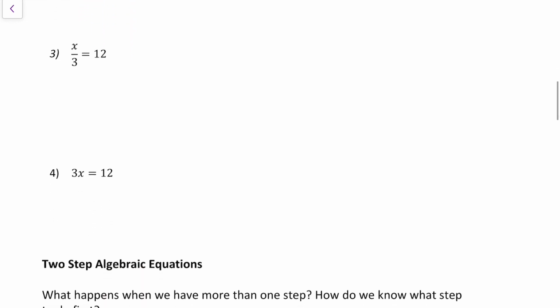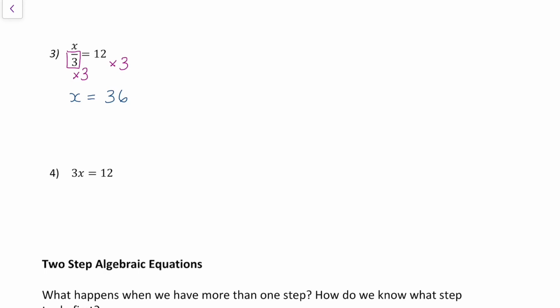When I have something that looks like this, what that's telling me is x divided by 3. We can think of that fraction line as a divide. Something divided by 3 equals 12. If I want to get rid of this divide 3, I need to multiply by 3. So again, we're going to multiply both sides of the equation, and I'm left with x equals 36. So 36 divided by 3 equals 12.